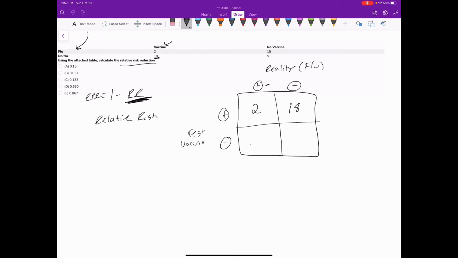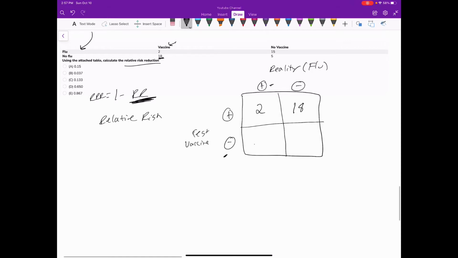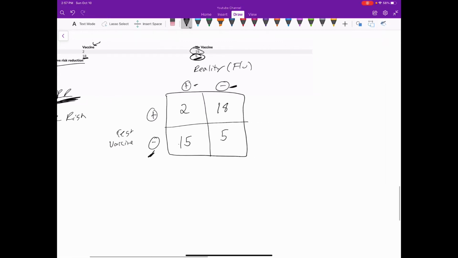Now this box. You got the flu, but you didn't get the vaccine. So where's that going to be? Here's flu, but you didn't get the vaccine, so 15 people. I'm going to plug it in. Last one. You didn't get the flu and you didn't get the vaccine. Well, no flu, no vaccine. There you go. So this is how we plug it in. Not too shabby, not too bad.